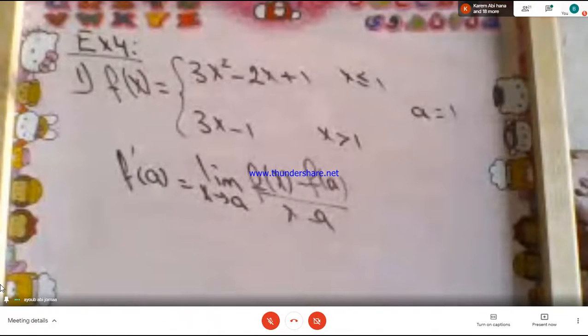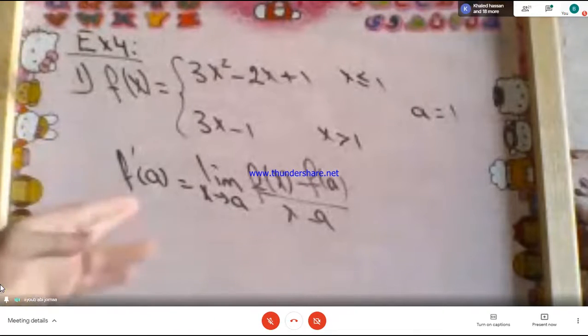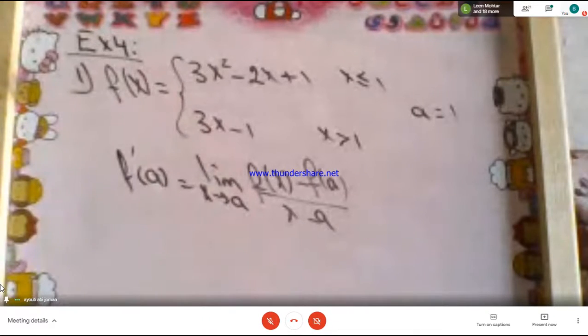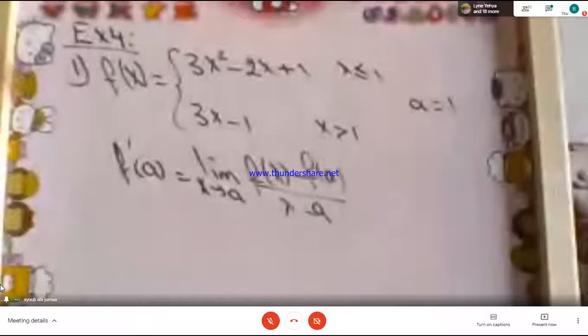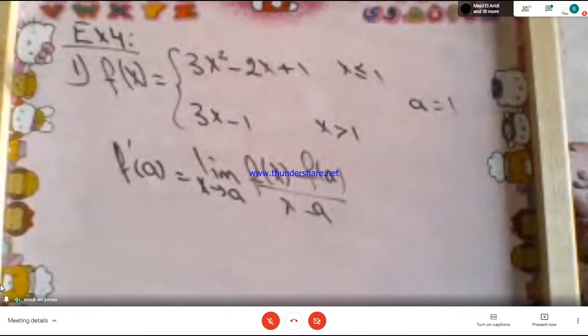Right. When you say that the derivative is a limit, here we can start our discussion. Limit. Sometimes the limit is infinity. Sometimes the limit doesn't exist. What do you mean by limit doesn't exist? Limit from the left is not equal to limit from the right.